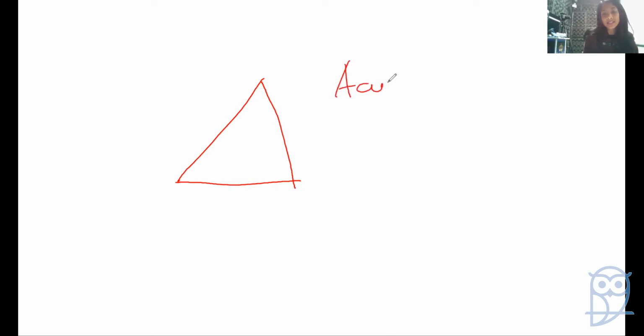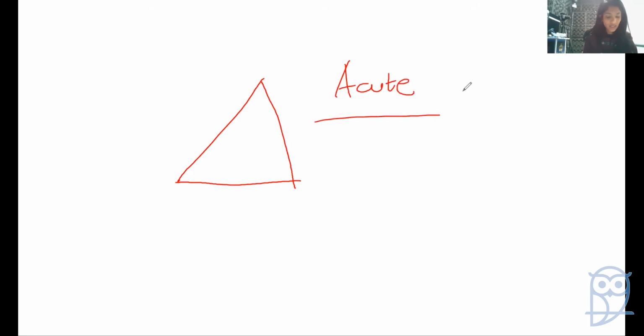Okay, now when we talk about classifying triangles, I said there's two ways in which we do it, in terms of sides and in terms of angles. Now we've done the sides, now we're going to work in terms of angles. So the first thing we're going to start with is an acute triangle. Okay, in an acute triangle, all three angles of the acute triangle are less than 90 degrees.